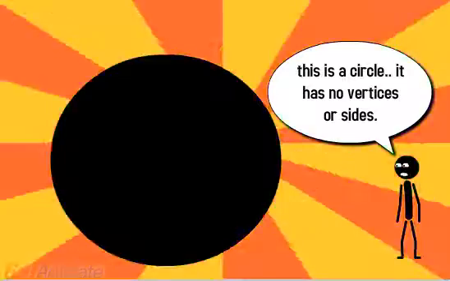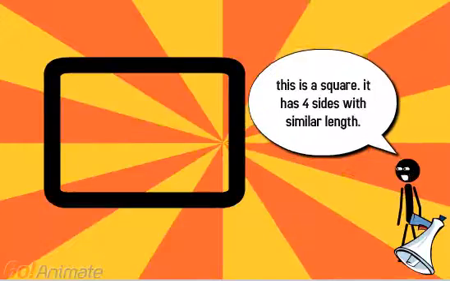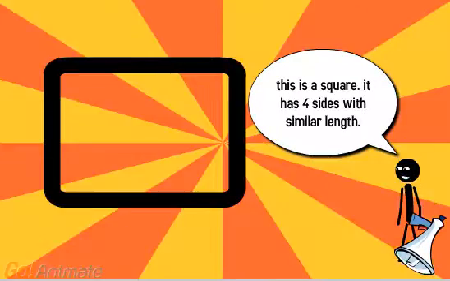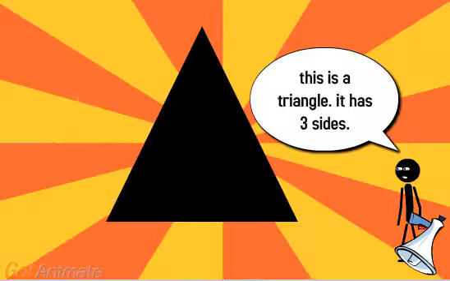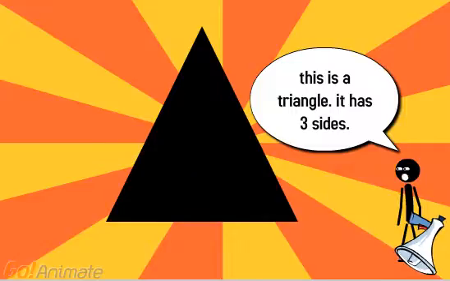No vertices or sides. This is a square. It has 4 sides with similar length. This is a rectangle. It has 4 sides, different length. This is a triangle. It has 3 sides.